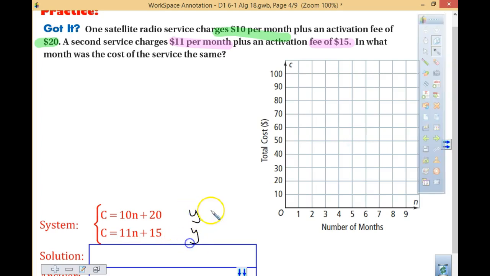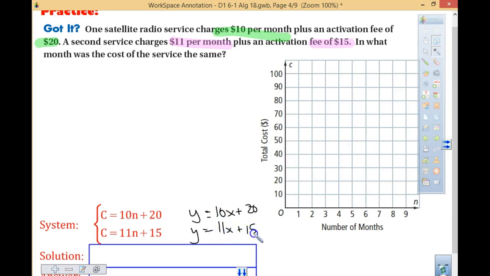Could you use y instead? Now the reason that they use cost is because on our graph we have cost. So could you have 10x plus 20? Same thing, right? A lot of times you'll notice that they use, like in this case for the number of months, they might even use m when you are looking at it.